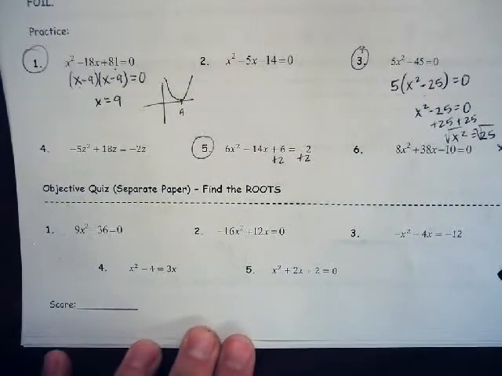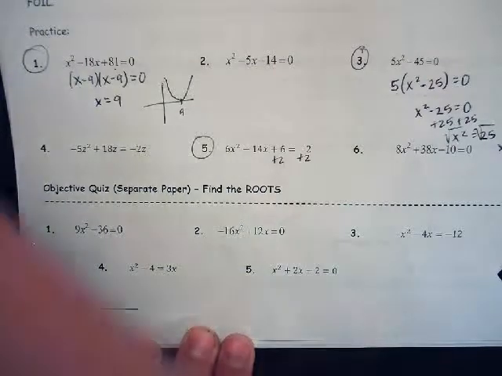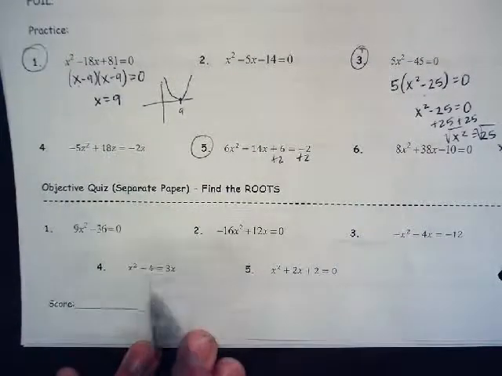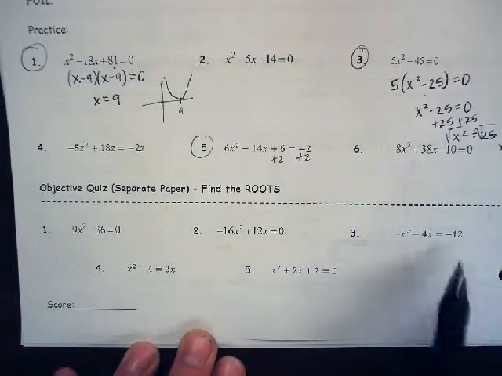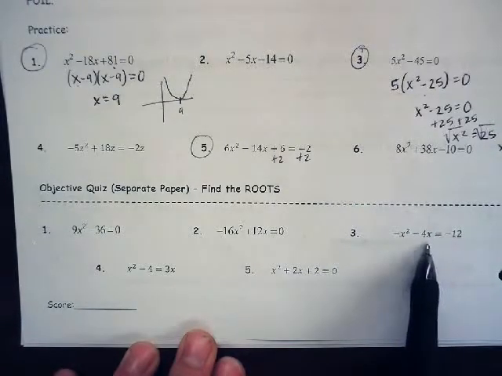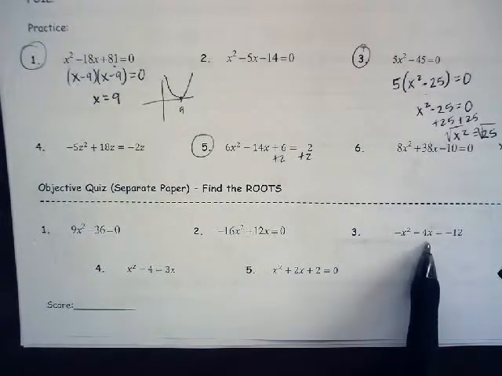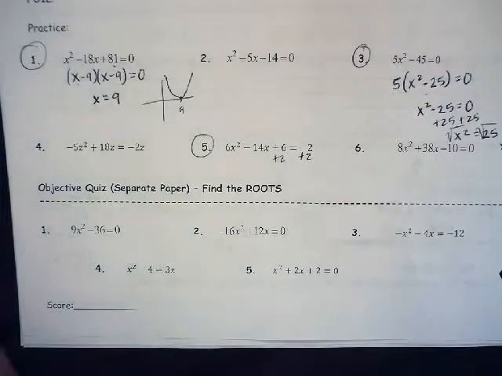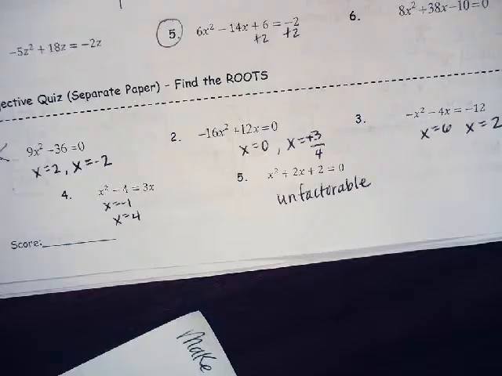Okay, now try this objective quiz to see how you do. I want you to try to see if you can at least get 4 out of 5 correct. Remember on number 4, you first got to subtract 3x to the other side. And on this one, you have to add 12 to the other side before you can solve it. And try to figure out where the zeros are.